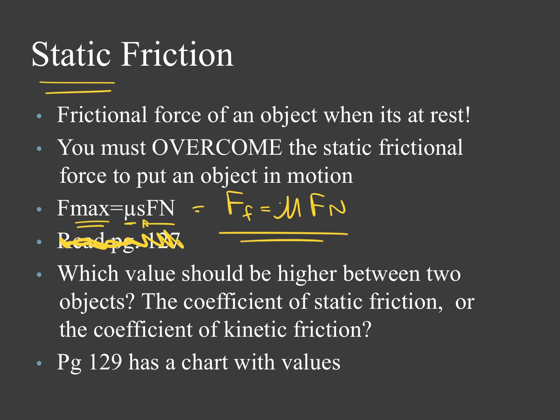It's the same equation. Same equation. I wouldn't even worry about that one, okay? Which value should be higher between two objects? The coefficient of static friction or the coefficient of kinetic friction? Which gives me a higher value? Which is a higher coefficient? Static friction or kinetic? Static, right? Because it's harder to put things into motion than to keep them in motion, okay? And so my static friction coefficient will be higher.